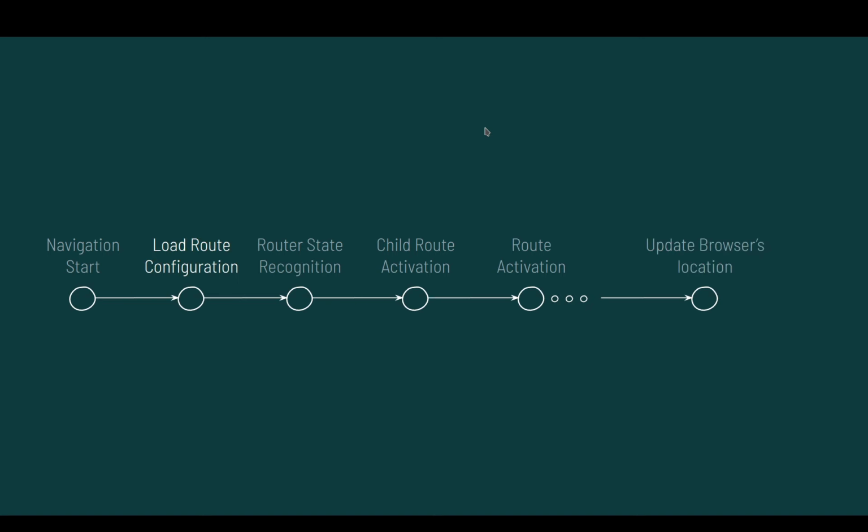The process is the same, but we need to load the new module, download the new module, and merge the existing routing configuration with the one that would have been just downloaded. And this is happening in the load route configuration. Now that you understand this flow, let's see what is happening with the guards.